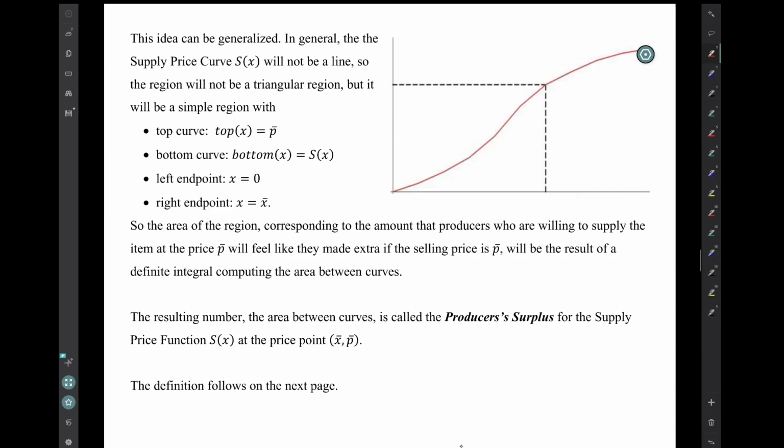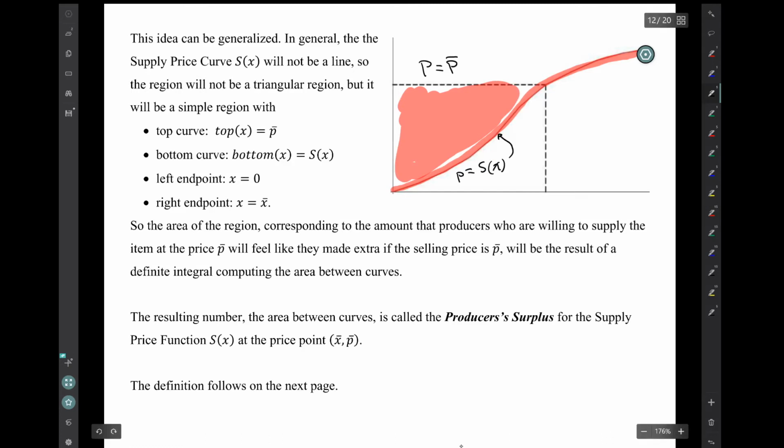This idea can be generalized. In general, the supply price curve won't be a line, but it will be increasing, like this. And so the region won't be a triangular region, but it will be a simple region. The top curve is P bar. The bottom curve is the supply price curve. The left endpoint is x equals 0, and the right endpoint is x equals x bar.